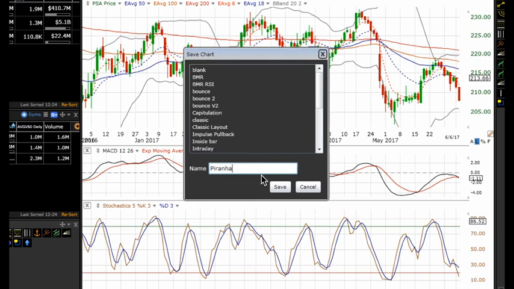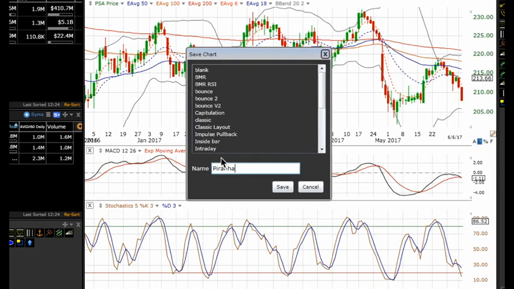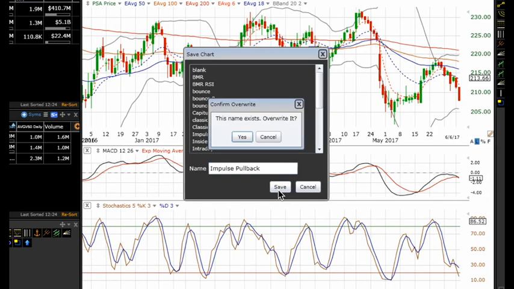Okay. By the way, my nickname for this strategy is called the Piranha strategy, right? Which is actually the name of my website, right? But you know, it's because it's the first strategy I ever used, right? So I call it my Piranha strategy. So when you hear the word Piranha or impulse pullback, it's the same thing, right? So you can call it Piranha, impulse pullback, whatever it is, and you can just save it.